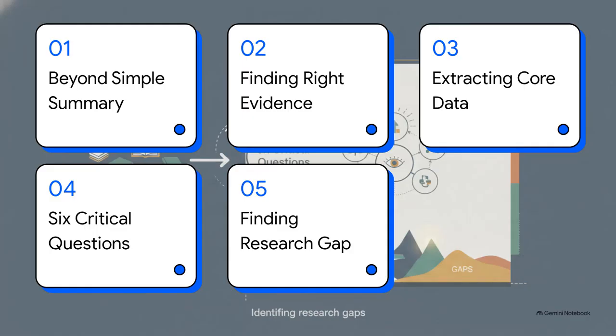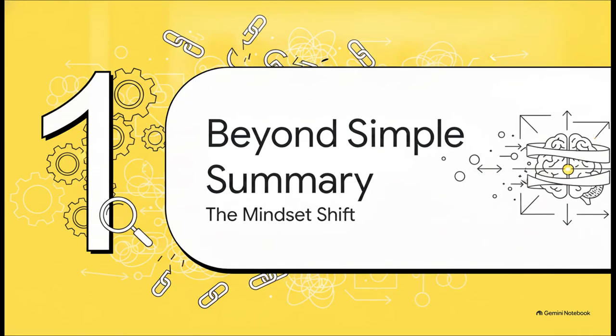All right, here's our roadmap for today. Number 1, beyond the simple summary. 2, finding the right evidence. 3, extracting the core data. 4, the 6 critical questions. And finally, 5, finding the research gap. Let's get into it.